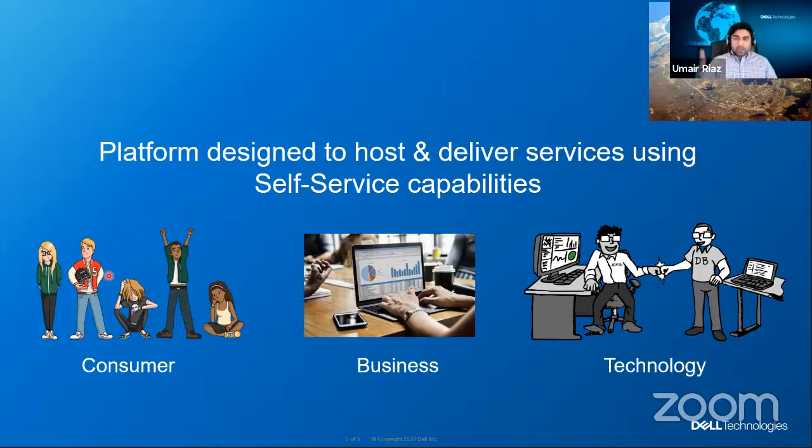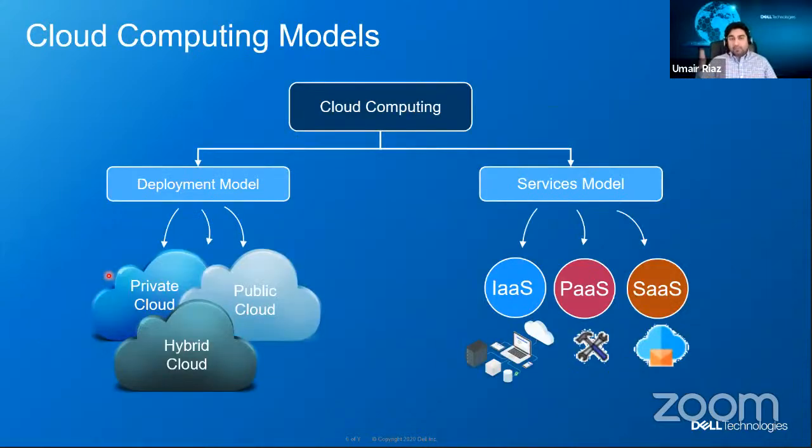So if we look at cloud computing models in more depth, a cloud computing model has two things, right? One is the deployment model, and second is the services model. So first we look at the deployment model. When we look at cloud computing, people ask what type of cloud we're going to have, or where we are going to consume the service?